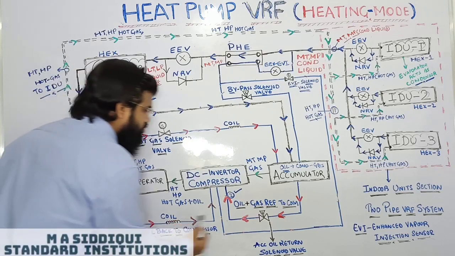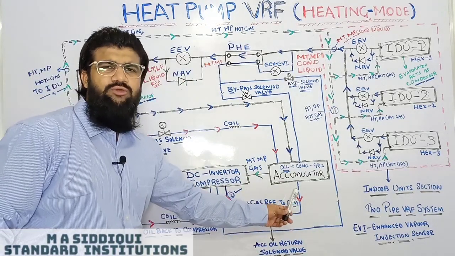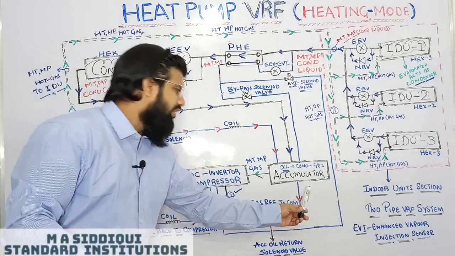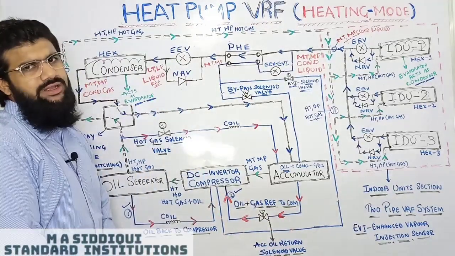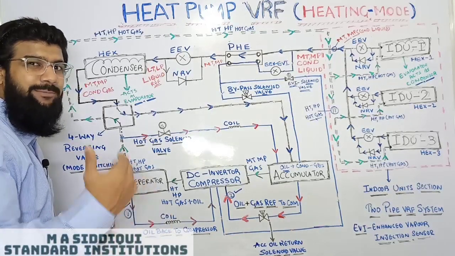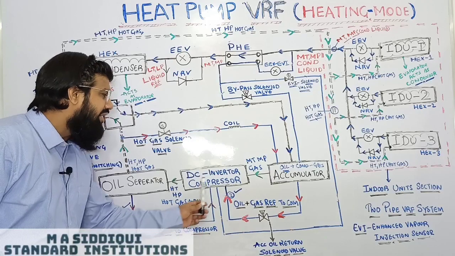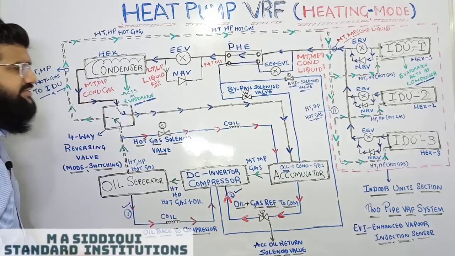Okay, and what are these two things? These are nothing but the oil pipes. From the accumulator, whatever oil has accumulated will be given back to the crankcase of the compressor. From the oil separator, whatever oil has been separated from the hot gas is again transferred into your DC inverter compressor.